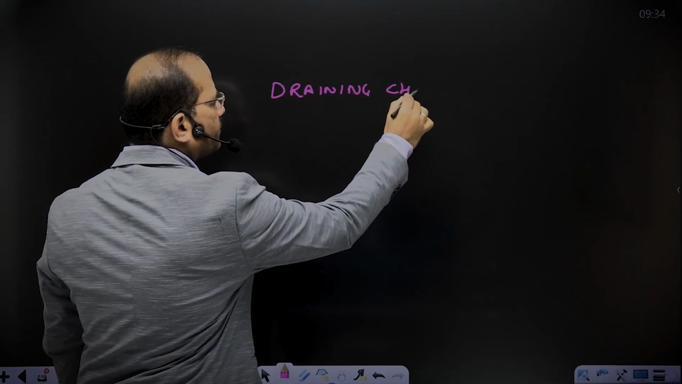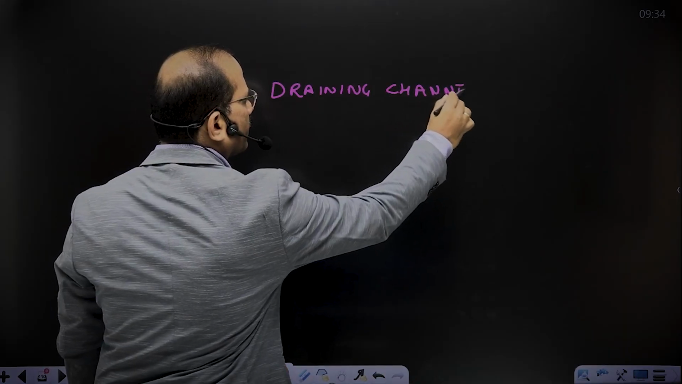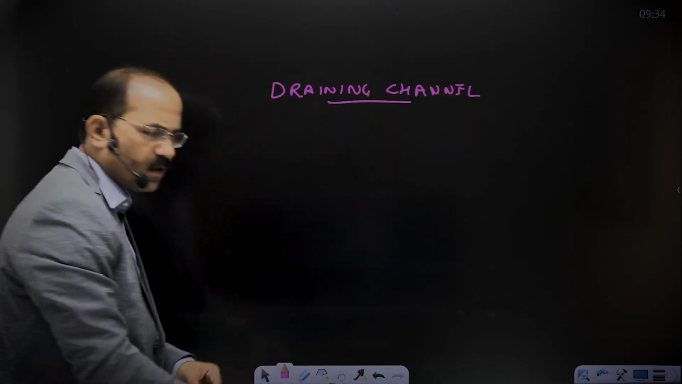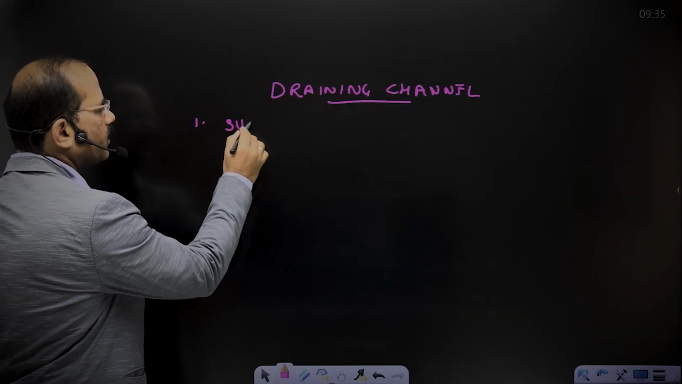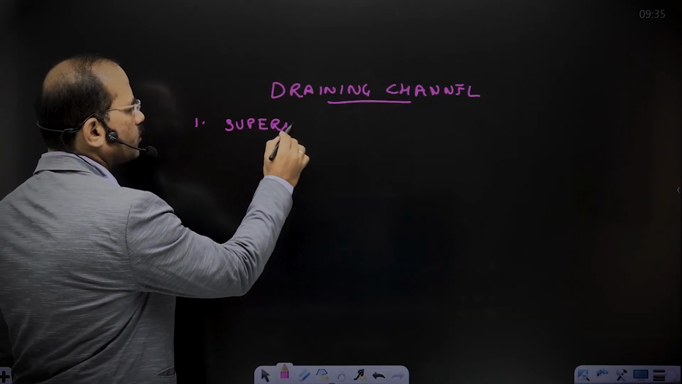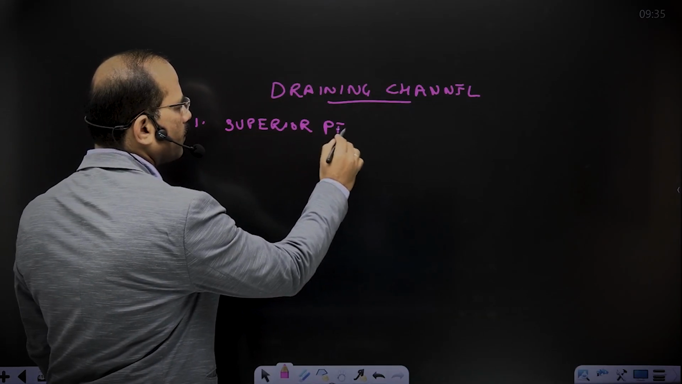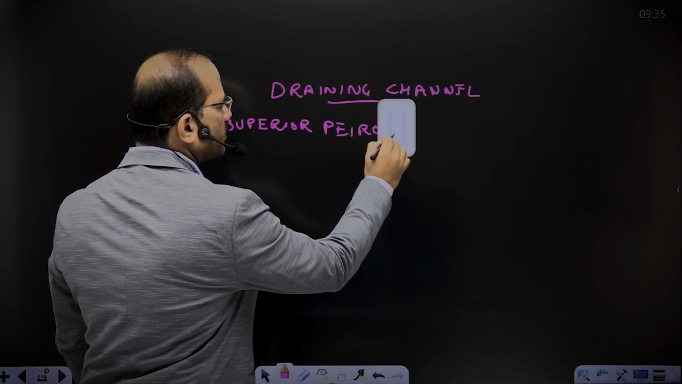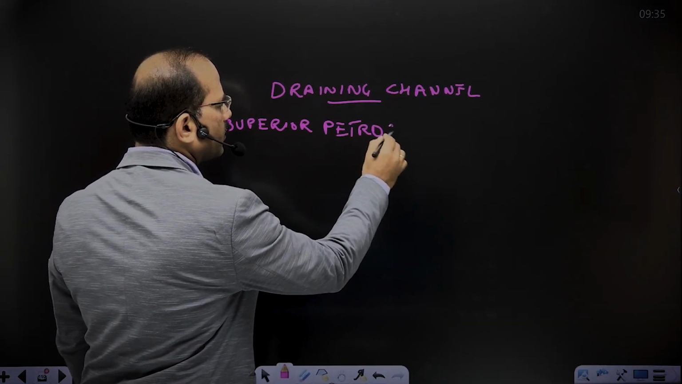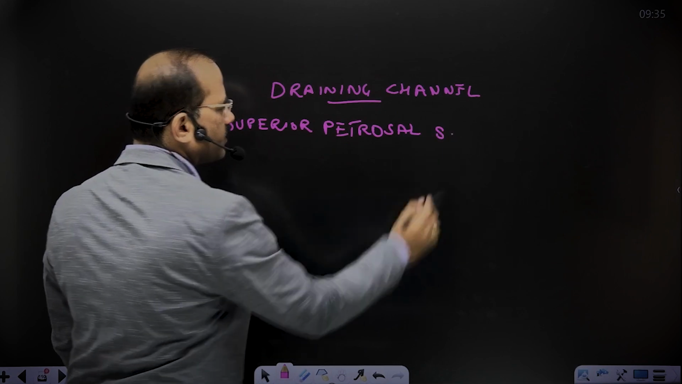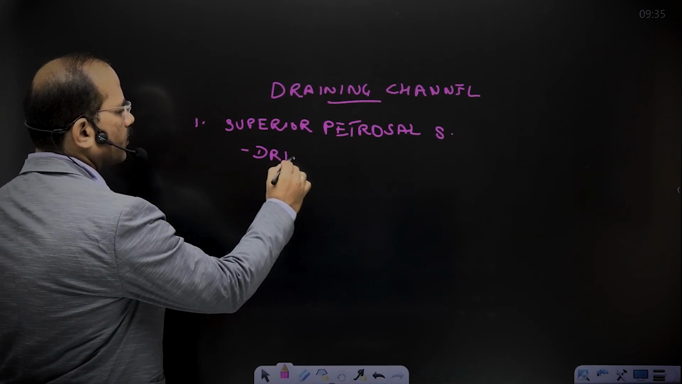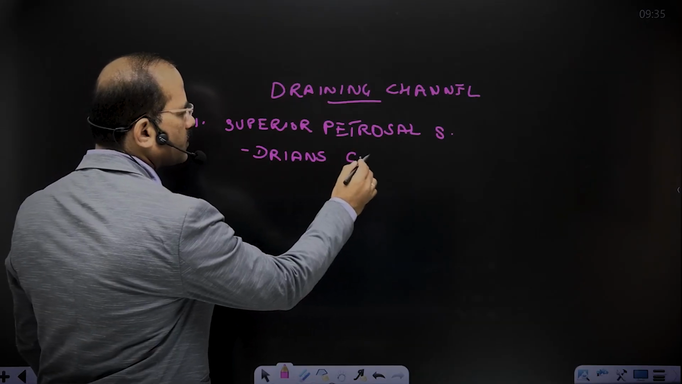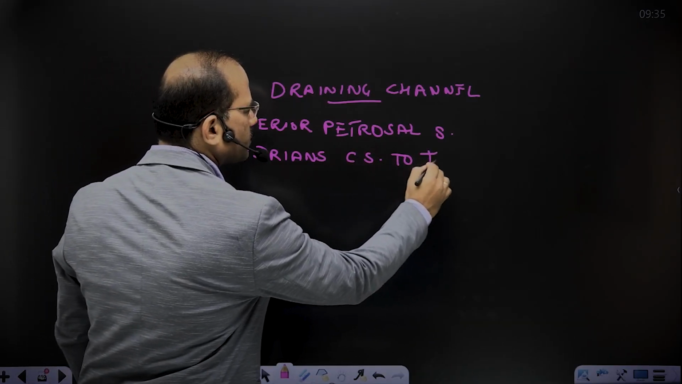You're clear now? So that's a draining channel. Draining channel meaning it would take blood from the cavernous sinus. So the superior petrosal sinus drains the cavernous sinus to the transverse sinus.